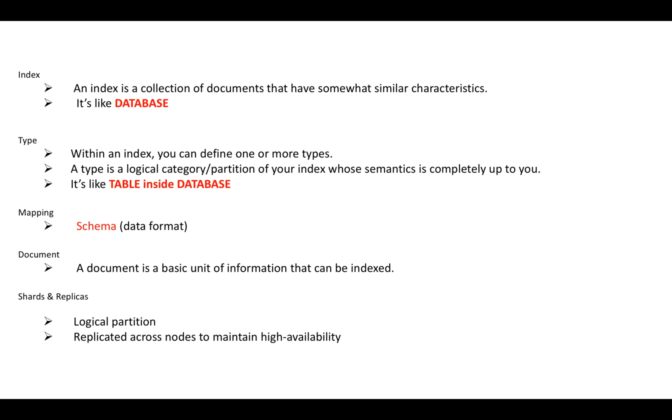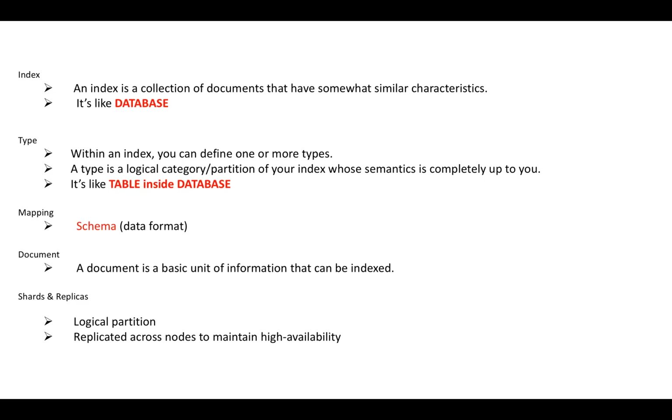And index, this is another critical term. Index is where you store the data in Elasticsearch. Although it is not a database, an index is kind of a database. We can correlate for understanding purposes, but it's not really meant that way. An index is a collection of documents that have somewhat similar characteristics. Basically, you throw the documents in.